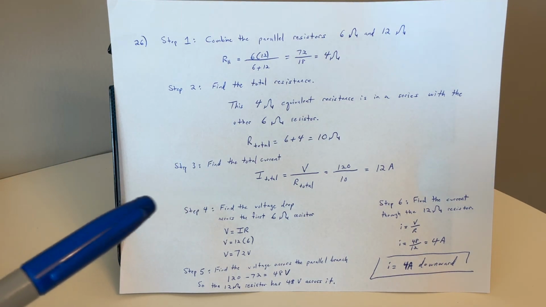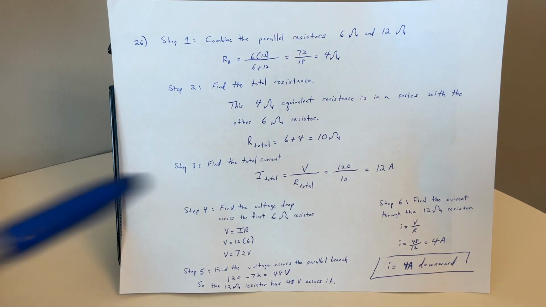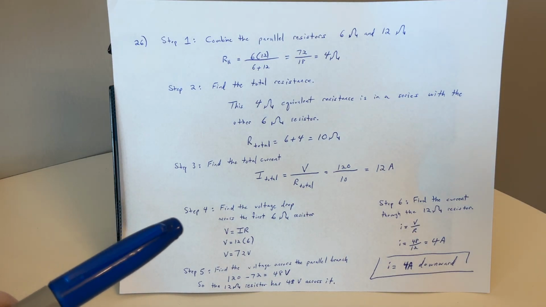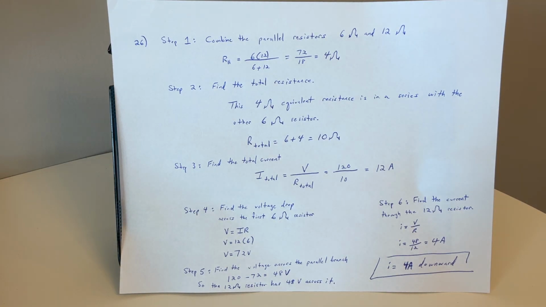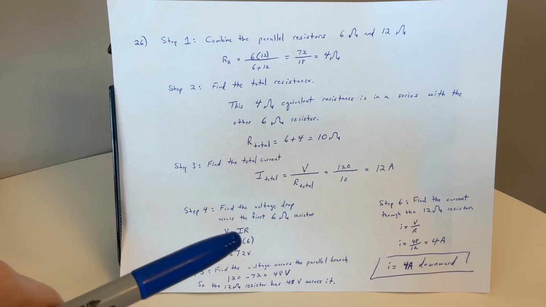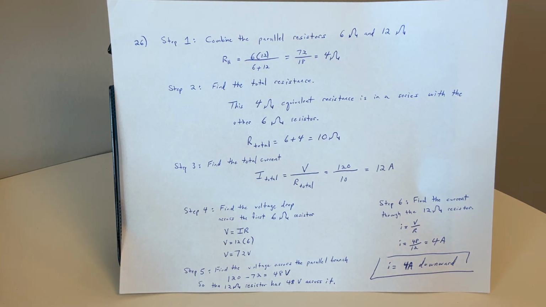Step 3, we're going to find the total current. Total current is V over R total. So that's going to be 120 over 10. So that gives us our 12 A, 12 amperes. Step 4, we find the voltage drop across the first 6 ohm resistor. So that's going to be V equals IR. V equals 12 times 6, and V is 72. So we're going to get 72 here, all right?